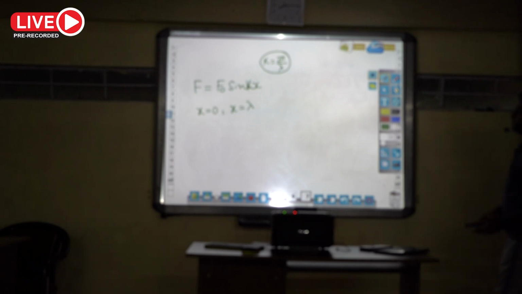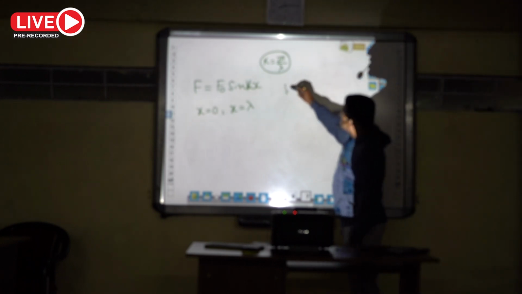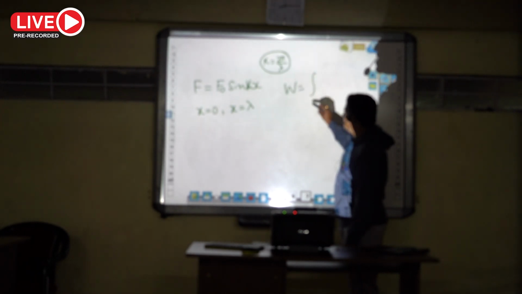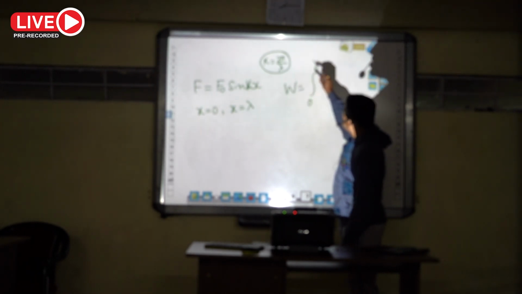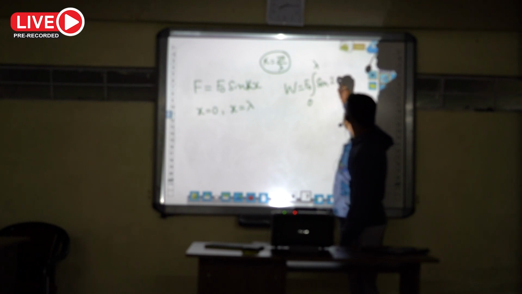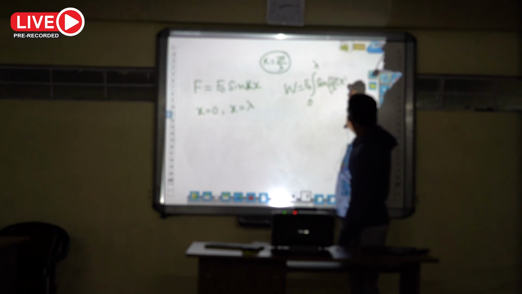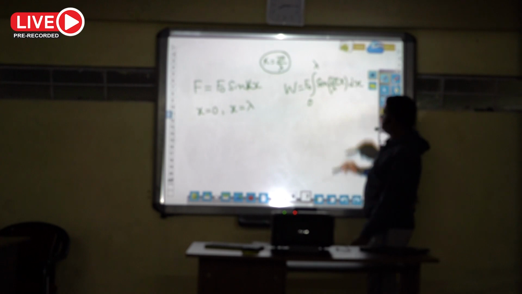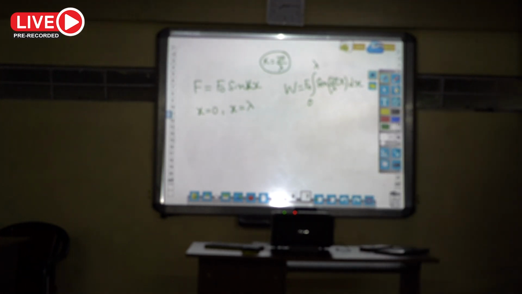normally what we will do is calculate W equal to the integral from 0 to lambda, F naught is constant, coming out, sine of 2 pi by lambda into x into dx. And after solving you will get the value. Now calculate and tell me the value.